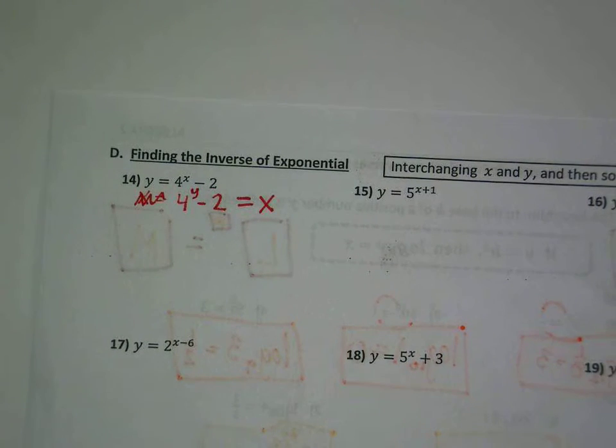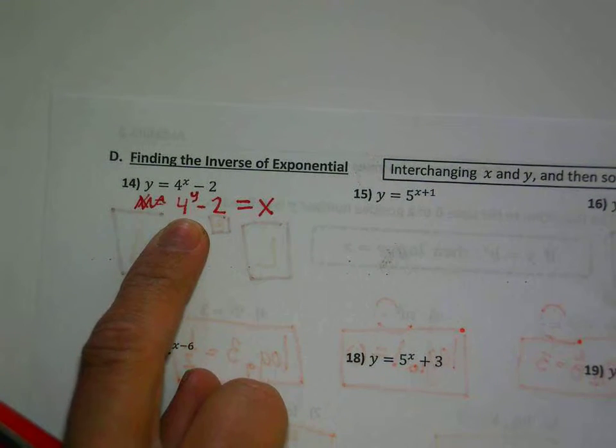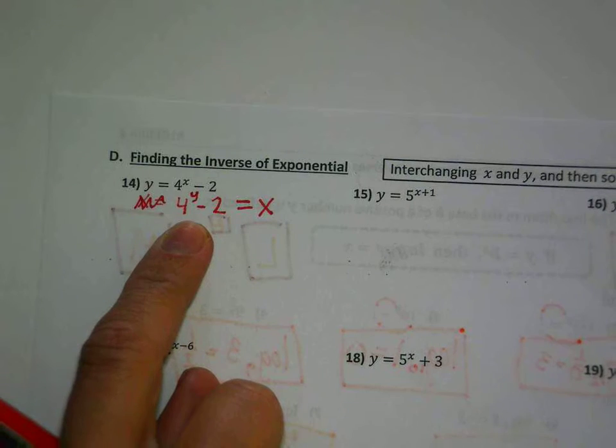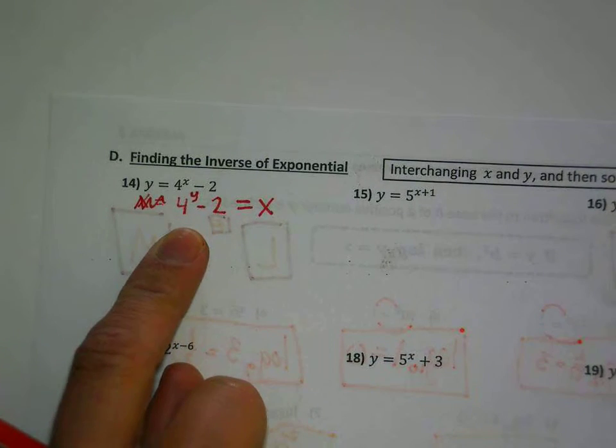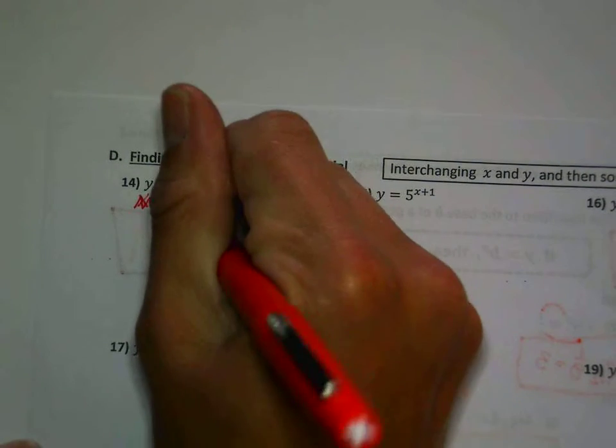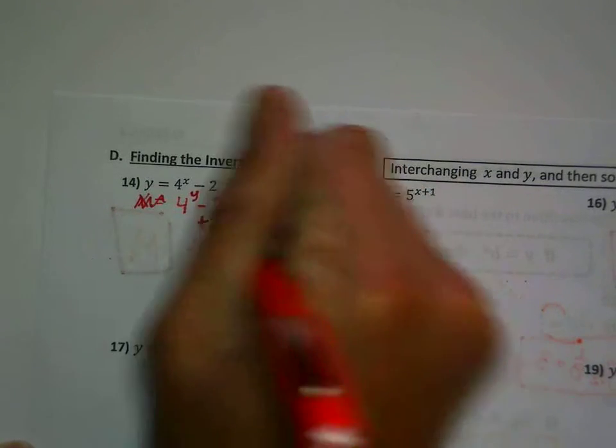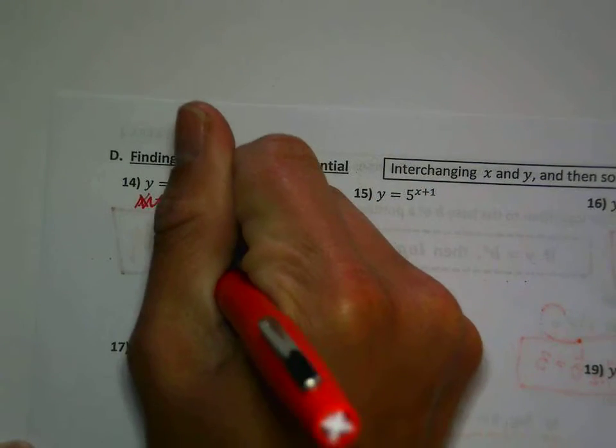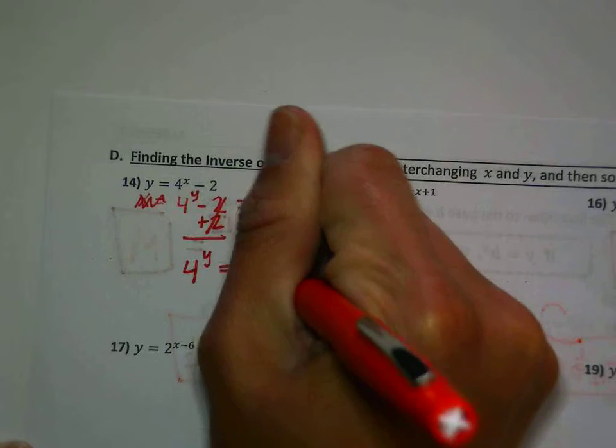Now I'm trying to solve for y. Looking over here on the side with the y, is there anything you can do to get rid of a number? You add 2. So we're going to add 2. So 4 to the y equals x plus 2.